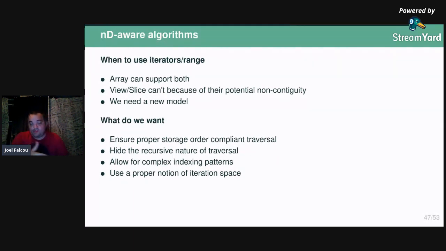Iterators and ranges on n-dimensional arrays are weird because sometimes you can use them, sometimes you can't, because you can have holes in your views. So we went for another model that says we have a notion of iteration space on which we will iterate and call some lambdas, like we do for regular algorithms. You can hide whatever you want into this iteration space. Sorry, we'll go over that a bit later.